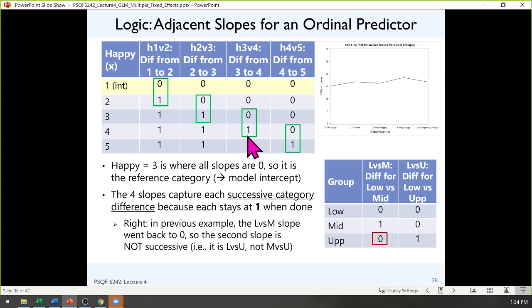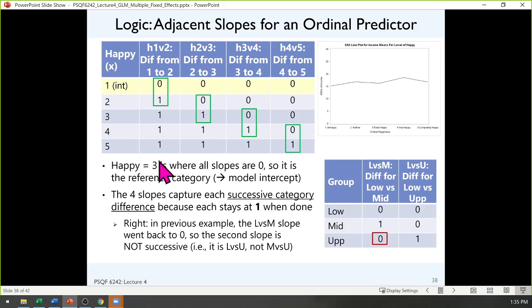So this is different than the dummy coding scheme that we did for the 3-group example over here in the corner. Each of these contrasts picks up where the last one left off because of the 1s. It doesn't go all the way back to refer to the 1 group as the reference for these latter ones, the way that we did over here.